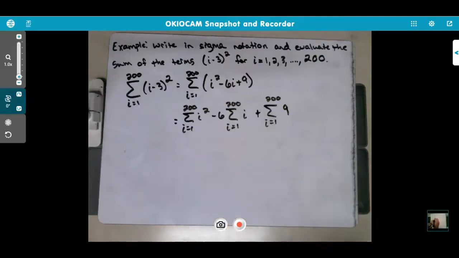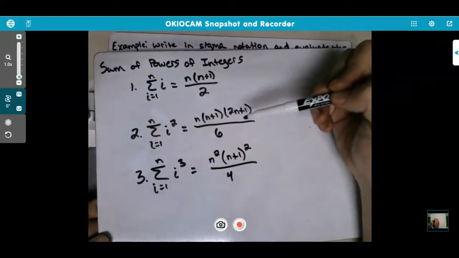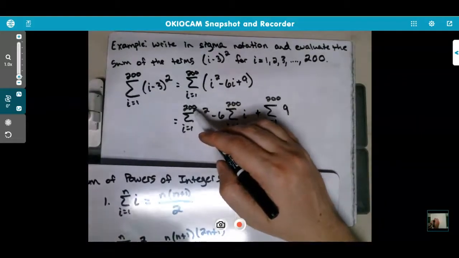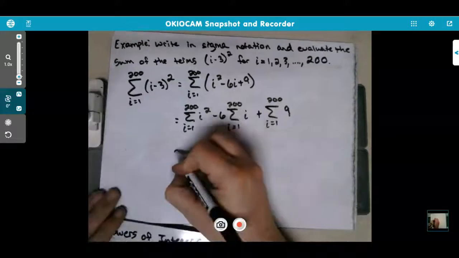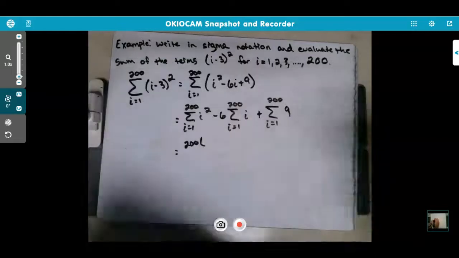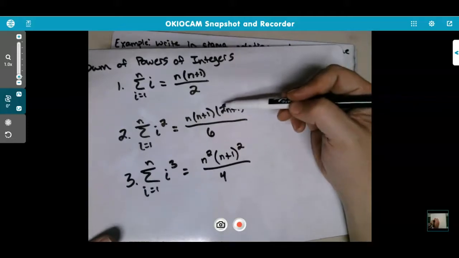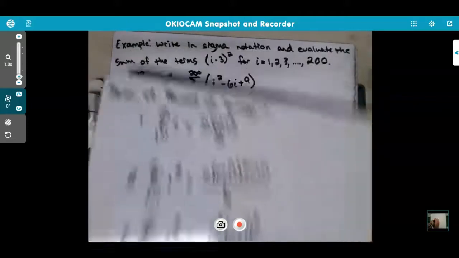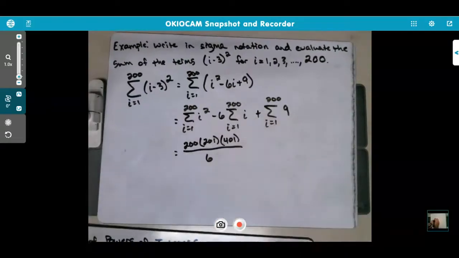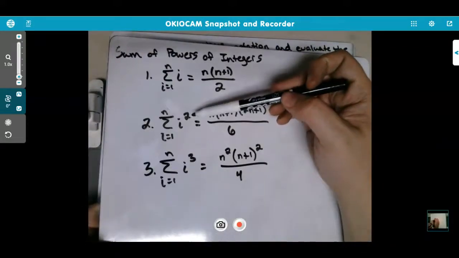The sum of i squared, we already know, is equal to n times n plus 1 times 2n plus 1 over 6. So let's do that here. Our n is 200. So it would be 200 times n plus 1, which is 201, times 2n plus 1. 2 times 200 is 400, 400 plus 1 is 401, all over 6. Again, I get that from our sum of i squared rule.